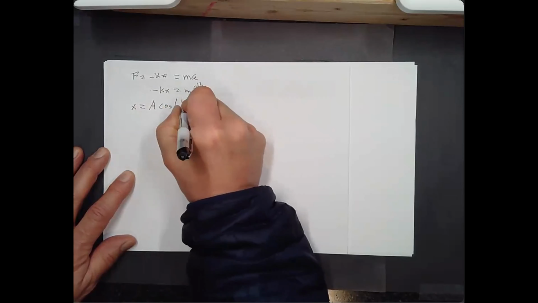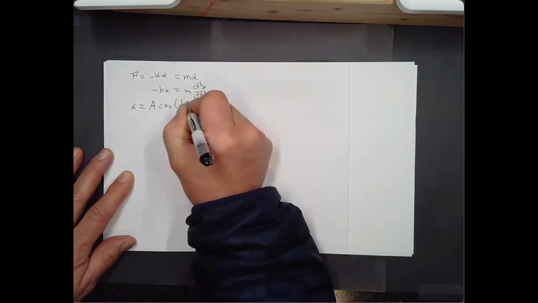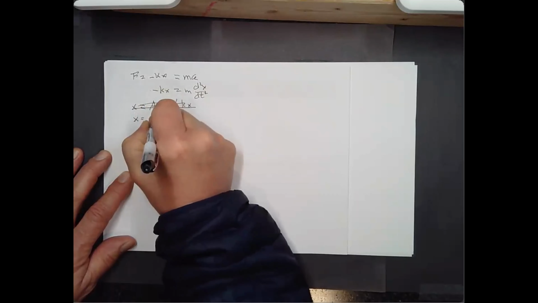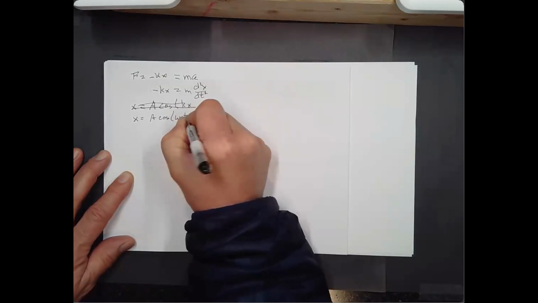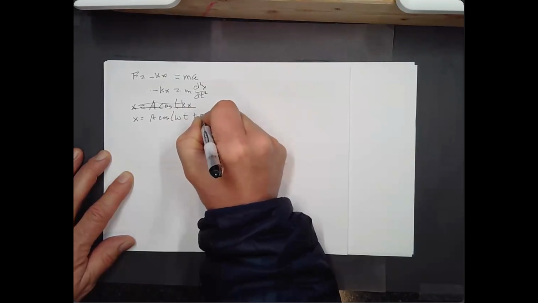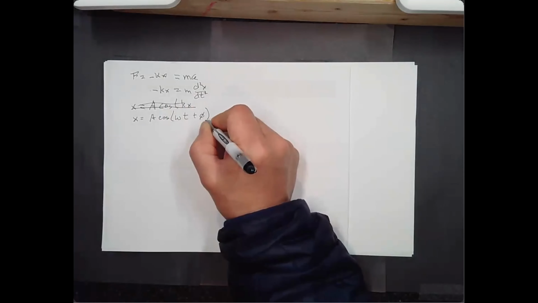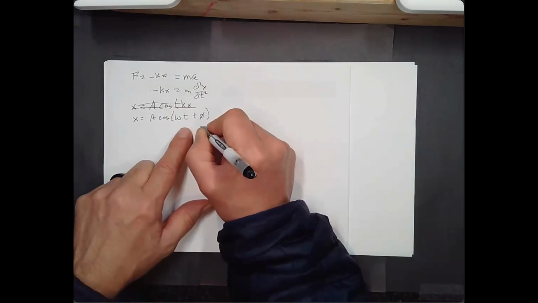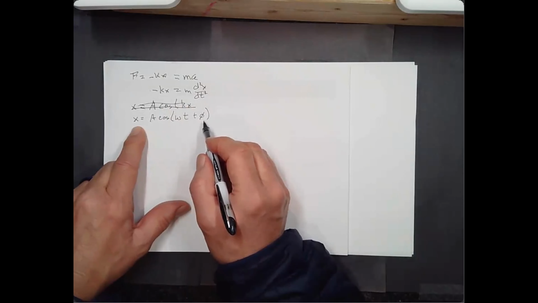Cosine of kx. Whoops. Cross that out. I'm thinking of something else. x equals A cosine of omega t plus phi, and we tossed in a constant here that we call the phase constant. And that just depends on when you happen to start the time. And so that's part of the equation that we have here.